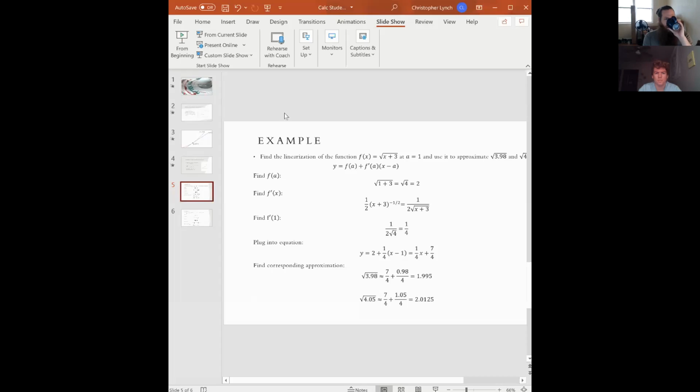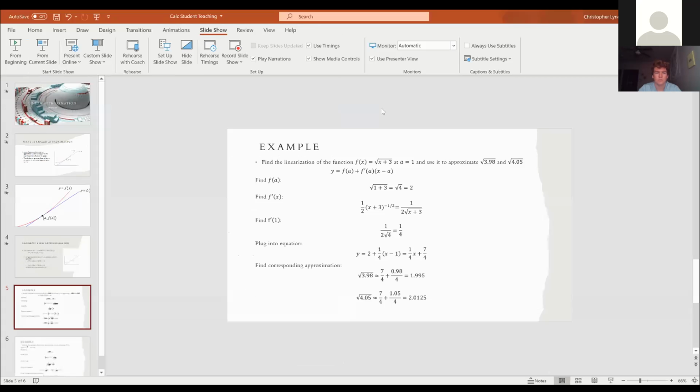1 second. Awesome. Okay. Can everybody see that? Looks good.